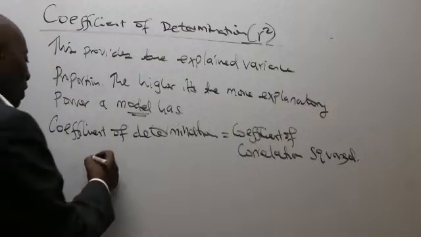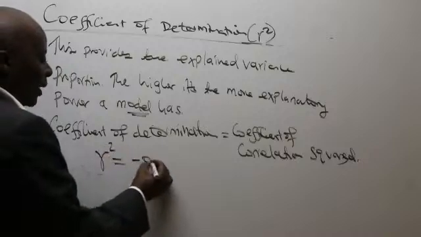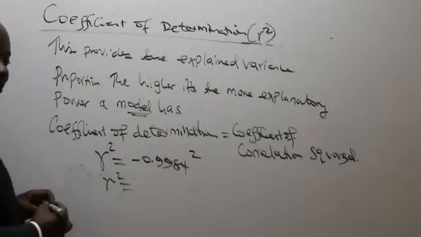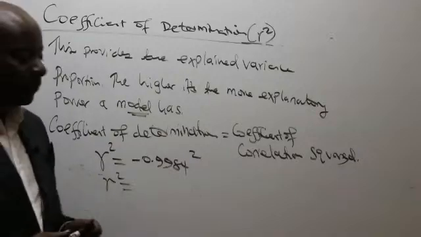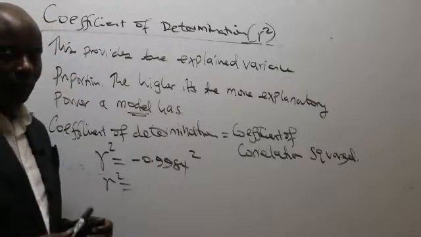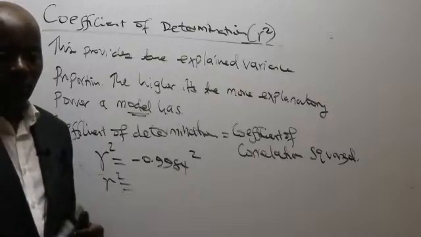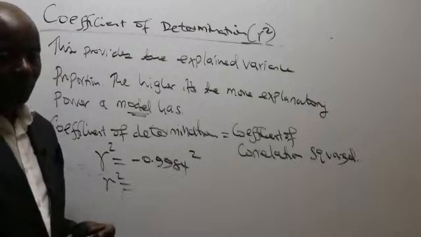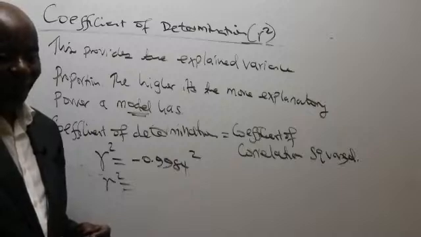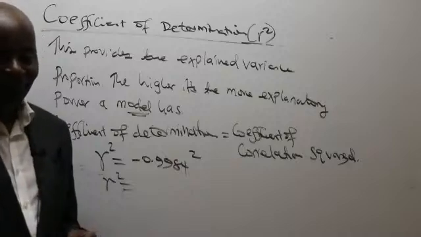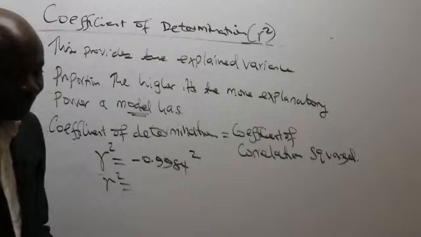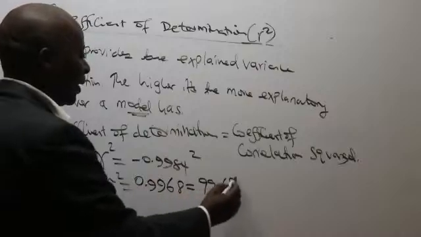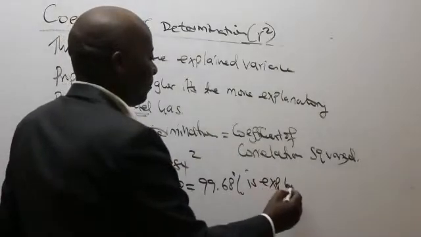So ladies and gentlemen, in our case here, our R squared will be equal to minus 0.9984 squared, which will end up giving us what figure? Okay, we are getting the figure 0.9968, which means that 99.68% is explained by the model.